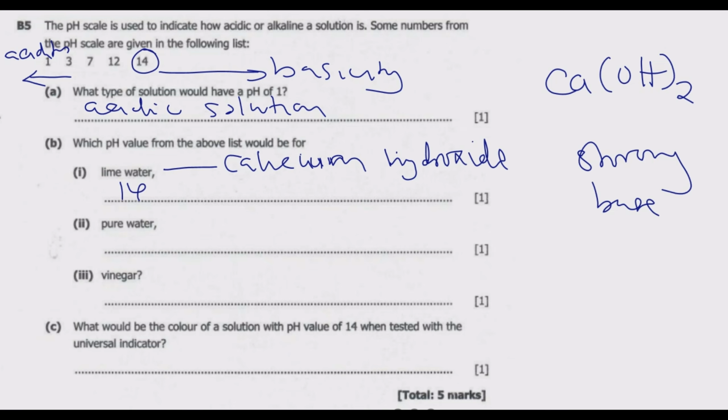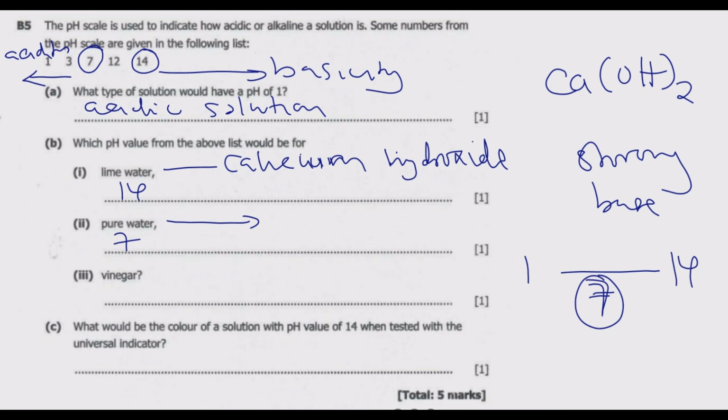Pure water. So pure water is neutral. It is exactly between acidity and basicity, so it's neither a base nor an acid. Remember, the pH scale ranges from 1 all the way to 14, and the middle value is 7. So we have 7 as the answer for pure water.